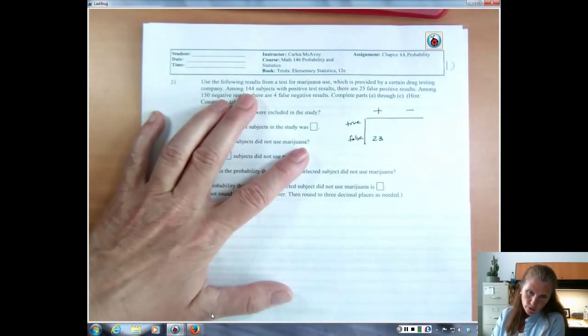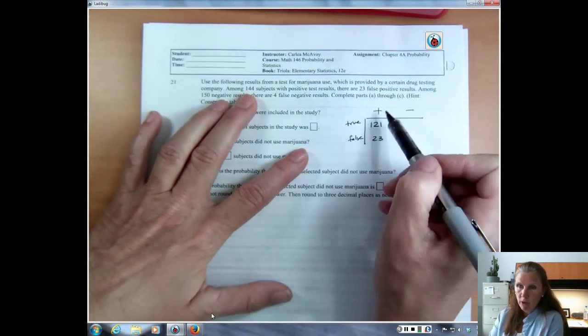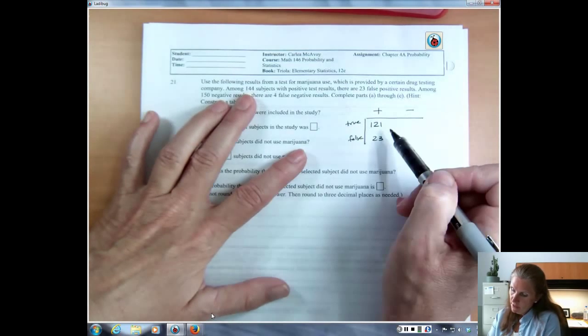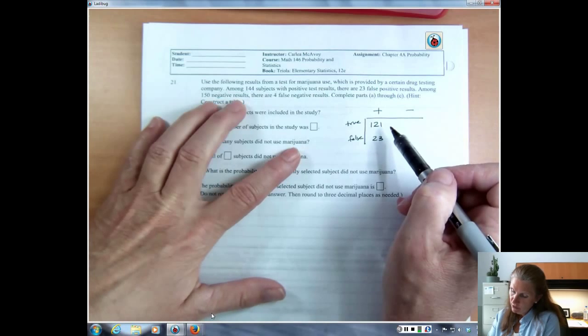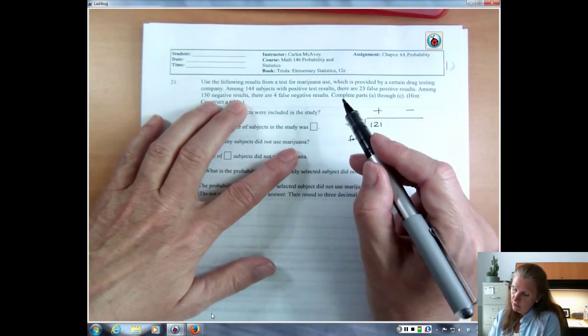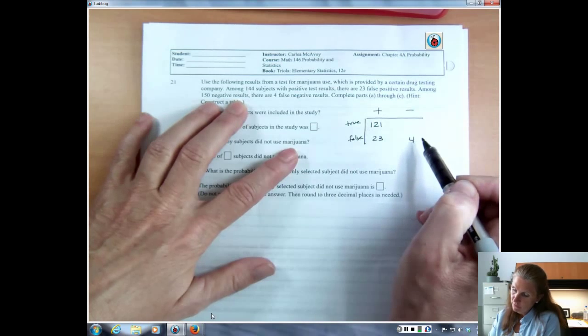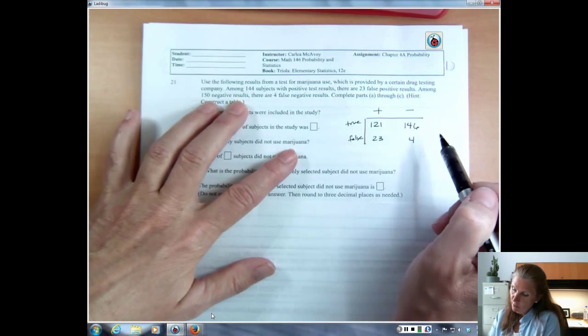So I'm going to take 144 and subtract the 23, which means I had 121 people who had positive results who truly did smoke pot. Okay, and then among the 150 negative results, so there's a total of 150, there are 4 false negatives. So false negatives were 4 out of 150, which is 146 then.